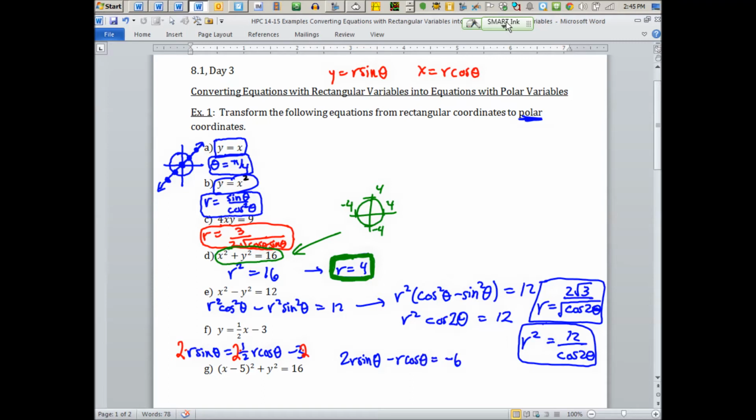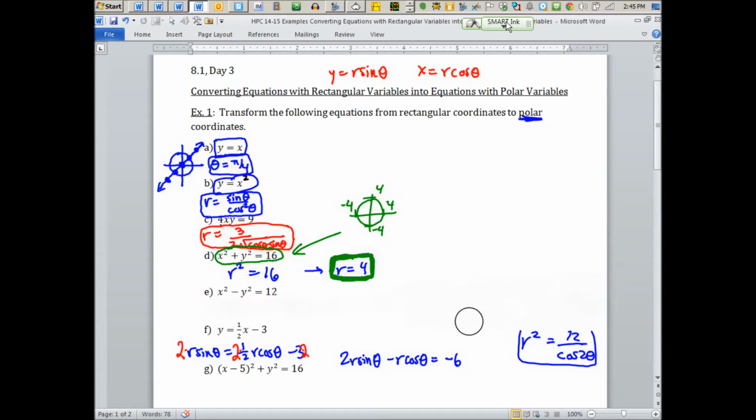Let me erase my old work so I don't have too many distractions here. I'll put my previous answer back in here. This was r squared equals 12 over cos squared minus sine squared, or 12 over cos 2 theta, or you can square both sides. Sorry about that little distraction.